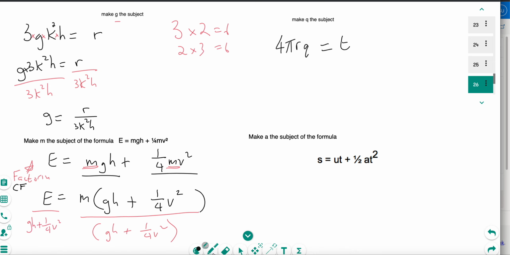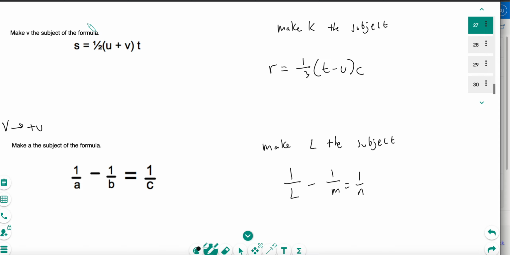So on the left-hand side, we have e over gh plus 1/4 v squared. On the right-hand side, we times by gh plus 1/4 v squared and divide by gh plus 1/4 v squared, they cancel out. So we're left with m. And that's our answer. So factorizing is a nice little trick whenever you see the subject twice and you're stuck.